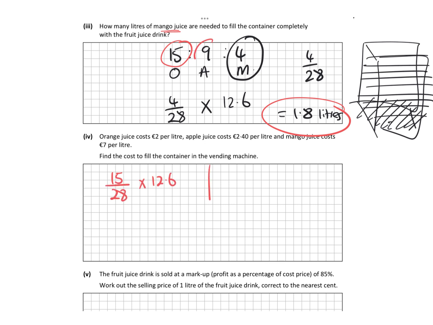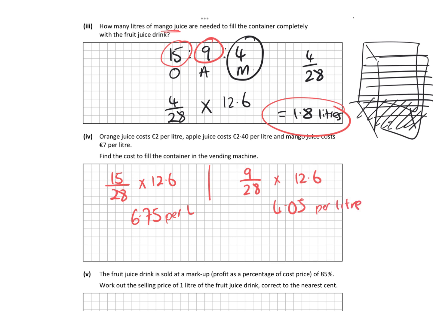And then how many litres of apple juice is in it? It would be 9 out of 28 multiplied by 12.6. So once we get those pieces of information, that's going to help us. This one here is going to be 6.75 litres, and this one here is going to be 4.05. So that's per litre.